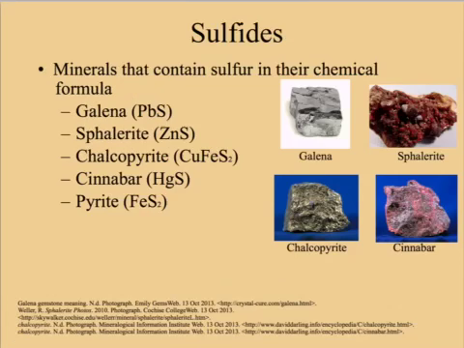The next mineral group are the sulfides. Sulfides must have sulfur in their chemical formula. So galena has one sulfur. This is a very metallic mineral. It also has excellent cleavage. Sphalerite has one sulfur. It's a pretty color found in gemstones. Chalcopyrite is very similar to pyrite, which is fool's gold. Cinnabar has one sulfur, and this can also be found in jewelry.